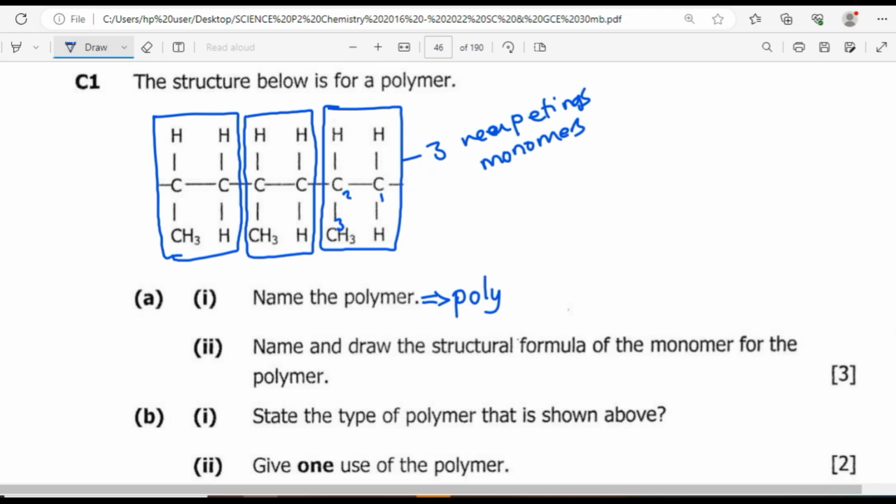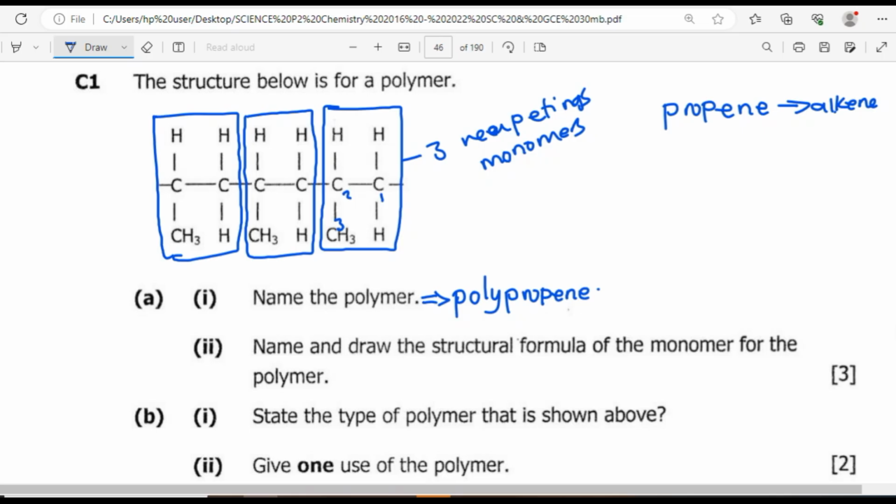So the prefix for 3 I gave you is prop. Now remember the monomers for addition polymerization must be an alkene. So you just add ene. So this ene is just the suffix for an alkene. So all alkenes undergo addition polymerization. So the name of the polymer will be the word poly plus the monomer propene. So that's what you do.